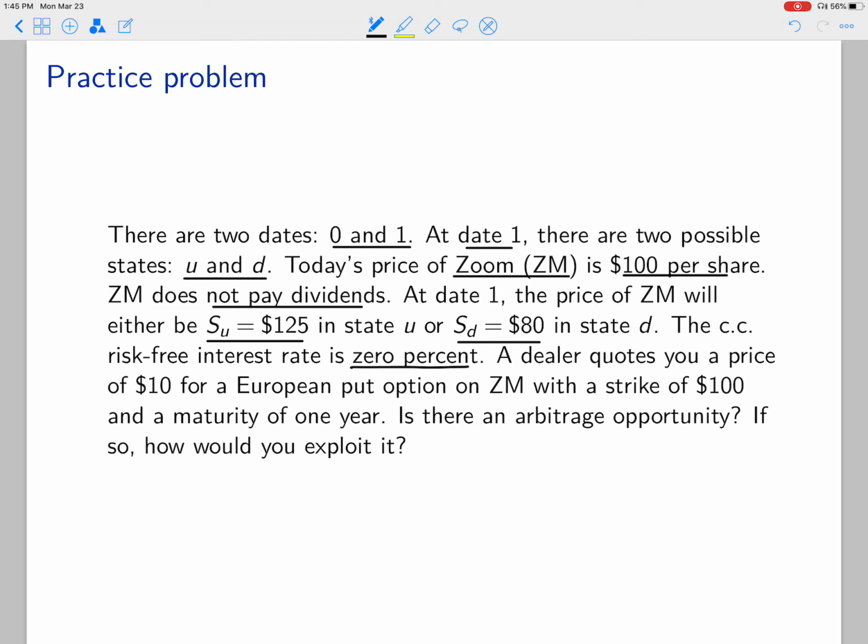Continuously compounded risk-free rate still 0%. We're interested in put options on Zoom, European ones. They're at the money with a strike of 100, maturity of 1 year. And a dealer's going to quote us a price on a put option of $10. What we want to do is compare the dealer's quoted price to the no arbitrage price. Ask, is there an arbitrage opportunity? And if so, how should you exploit it?